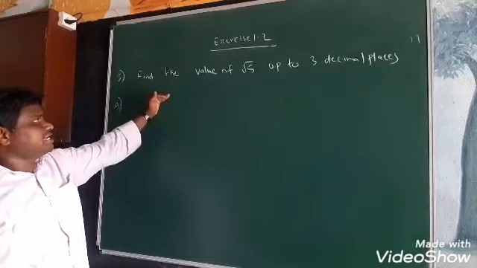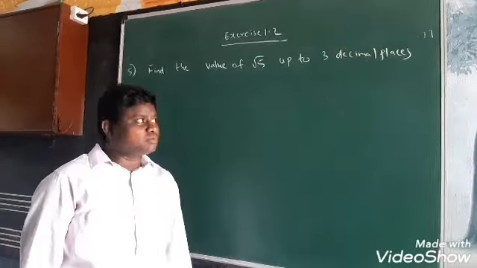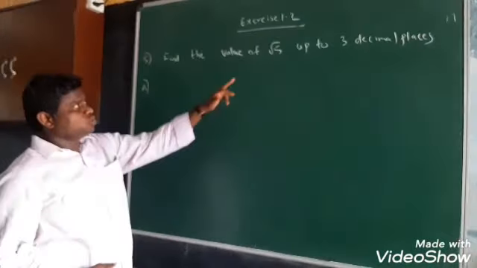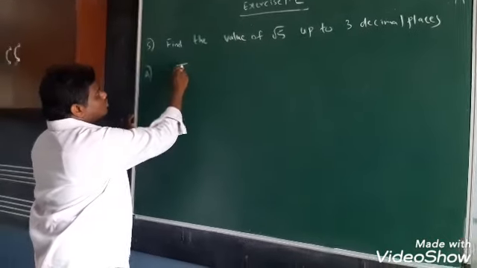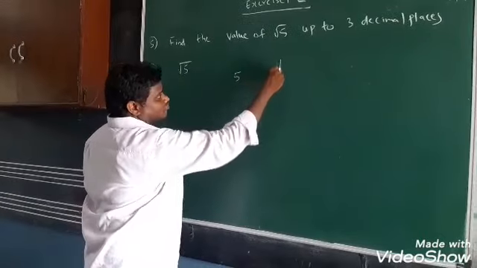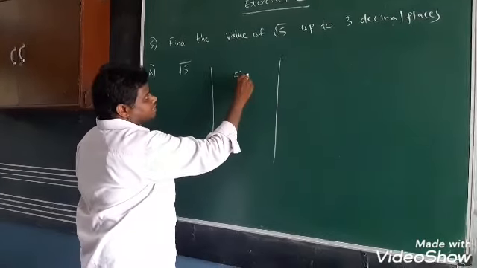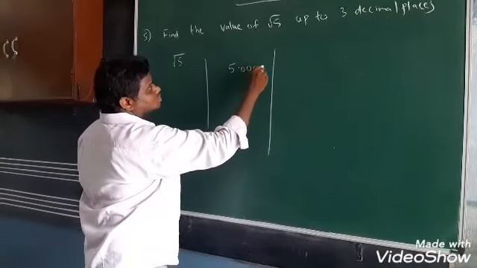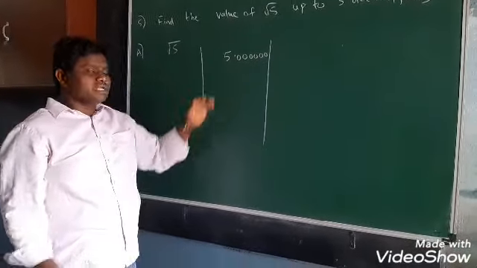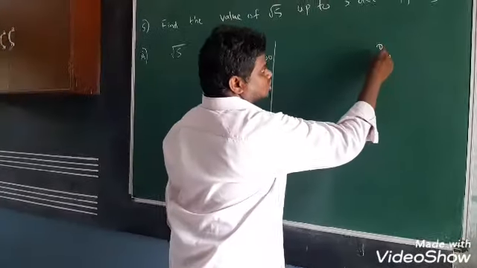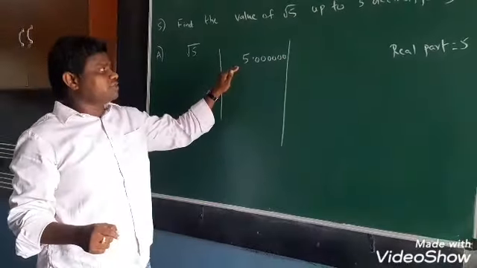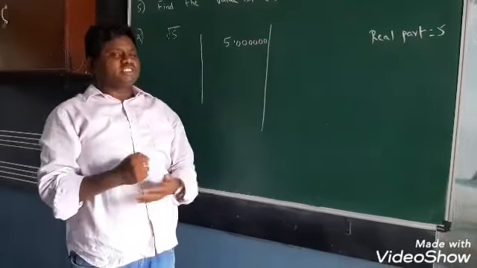Now I am going to explain how to find the value of root 5 up to 3 decimal places. Very, very important. Listen everybody carefully. We have to find the value of root 5. So you have to keep 5 as 5.000000, no problem. Now the real part is 5 here. The real part is equal to 5, and the remaining part is the decimal part.